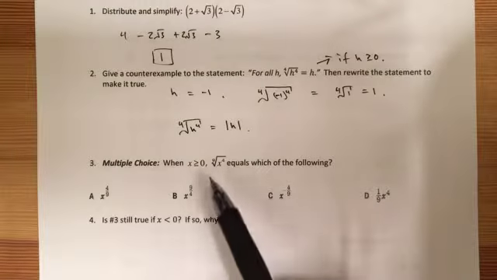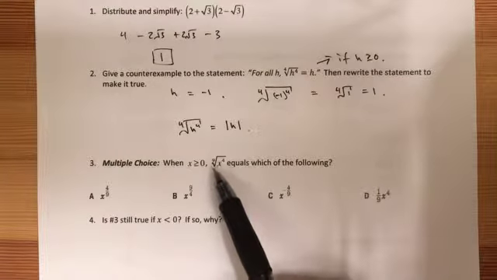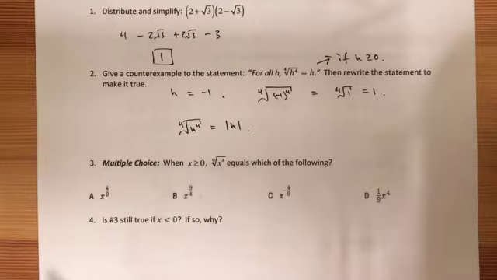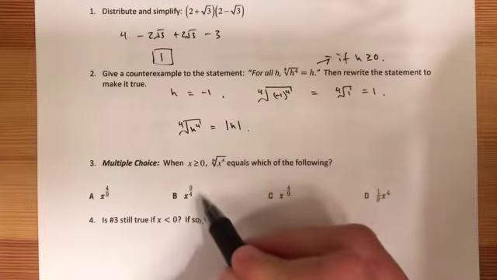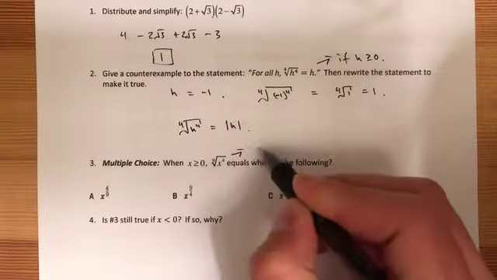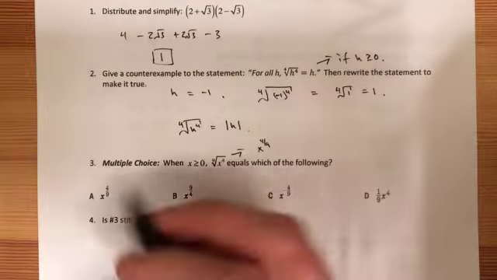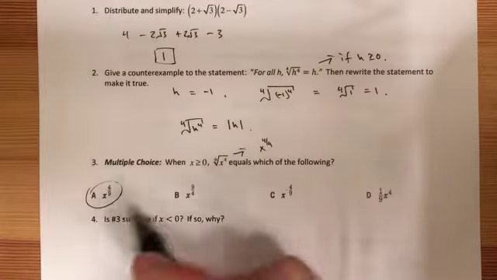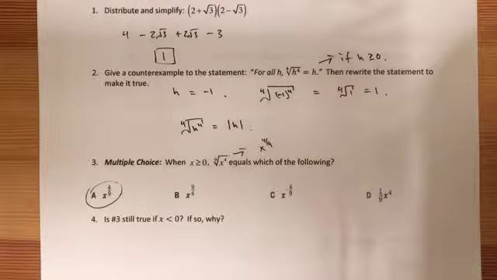Multiple choice. When x is greater than or equal to 0, the ninth root of x to the fourth equals which of the following? Oh, this should be x to the 4 ninths. Yep, for sure. Ninth root to the fourth.